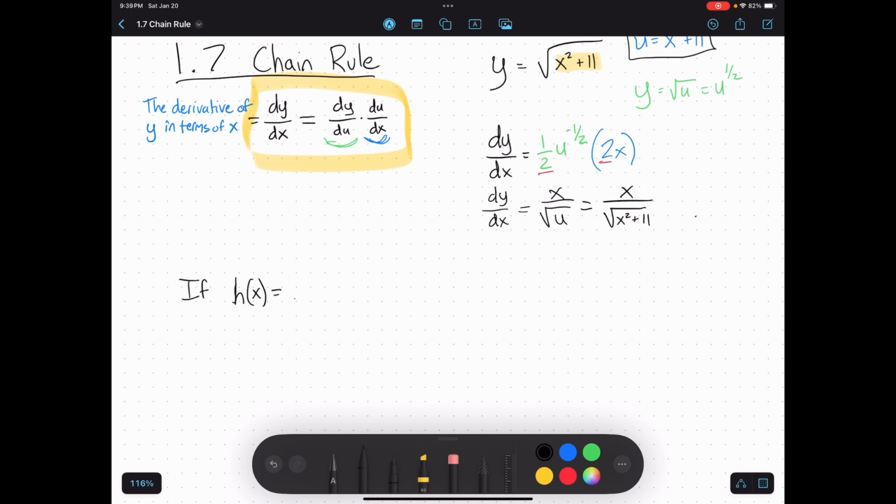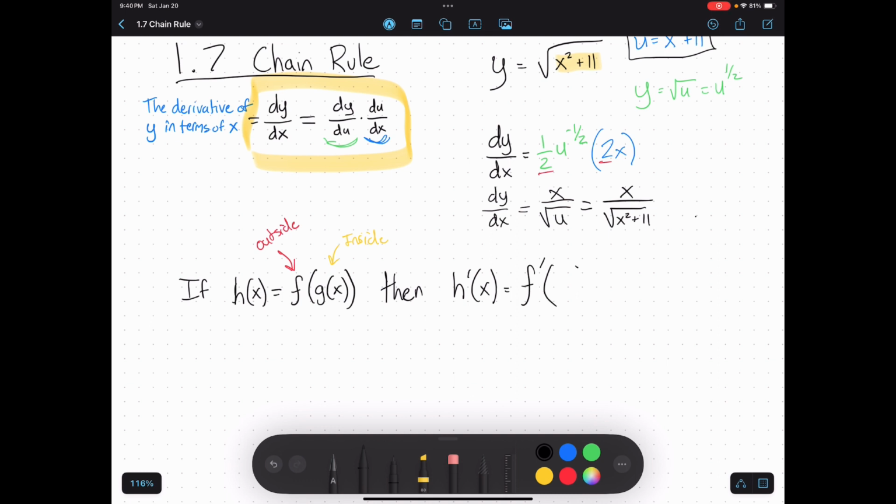If h of x is equal to some outside function with another function plugged into it, okay, a function inside of a function where g of x is your inside function, okay, there's my inside function, and there's your outside function, okay. Then the derivative of your function is equal to dy over du, represents the derivative of the outside function.